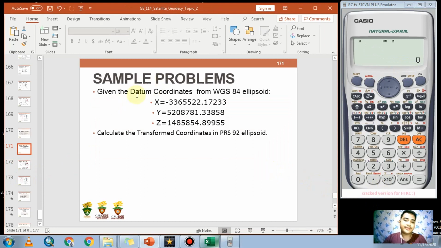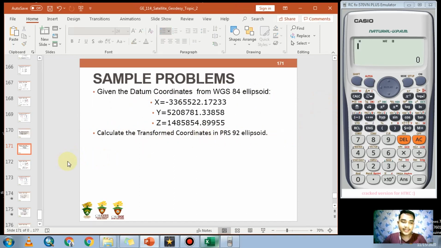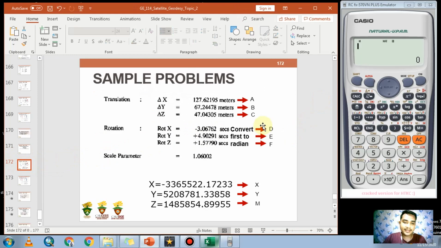Given the datum coordinates from WGS 84 ellipsoid, so therefore kaning mga values, no, is from WGS 84. So calculate the transform coordinates in PRS 92 ellipsoid. To do that again, parehas lagi po na itong gibuhat ka ganina. So since kaning mga parameters is from WGS to PRS, so ato na dyan to i-retain to atong gipang save, no, mga rotation X, sa memory A, rotation Y which is nasa B, rotation Z which is nasa memory C.